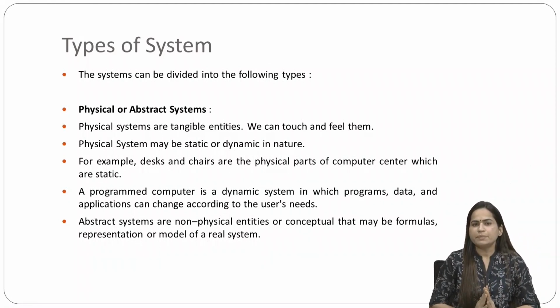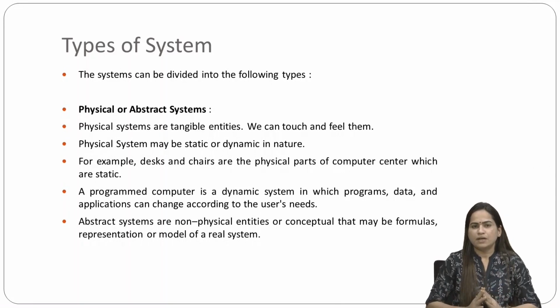A physical system may be static or dynamic in nature. For example, desks and chairs are the physical parts of a computer center which are static. A programmed computer is a dynamic system in which programs, data and applications can change according to the user's need.